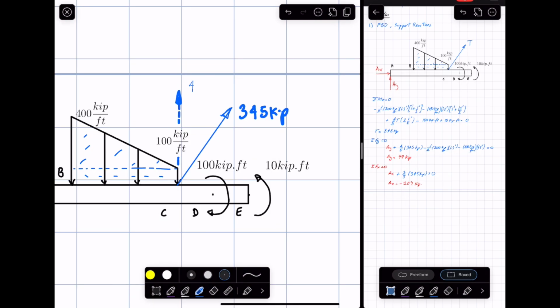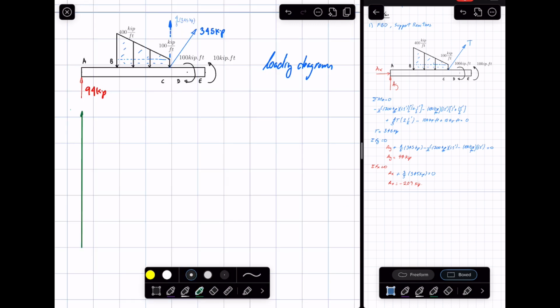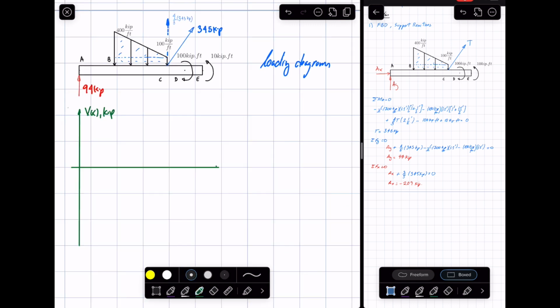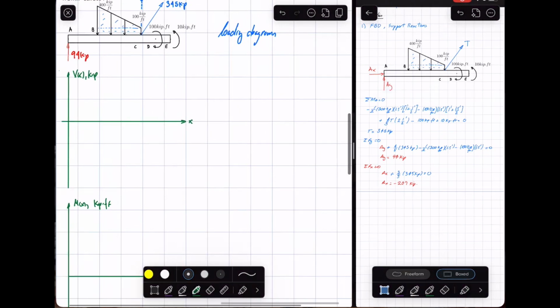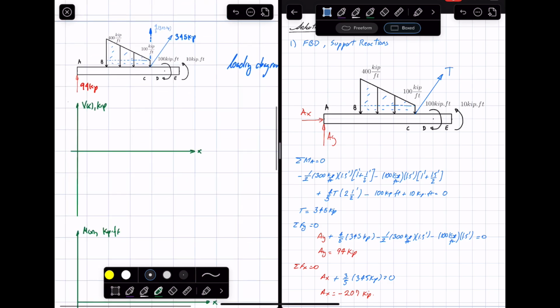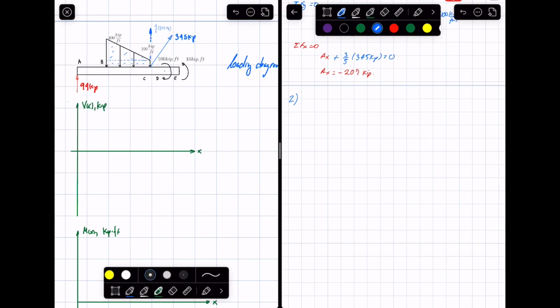Don't forget that you want to take into account the vertical component of the tension, because that's a component that's going to show up on your shear diagram. We write the axes for the shear and bending moment plots, and we start to evaluate each section. Remember that you cut between discontinuities like I'm doing here. That gives us the section that we're going to analyze, like section AB.